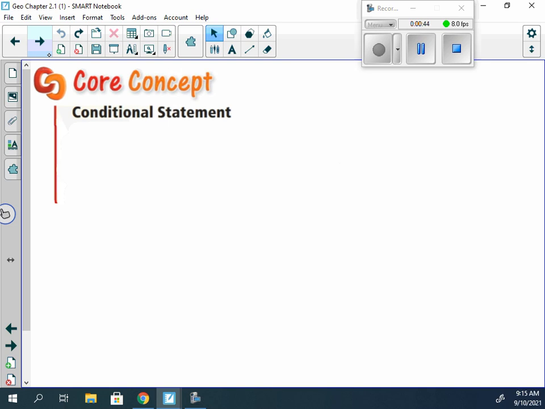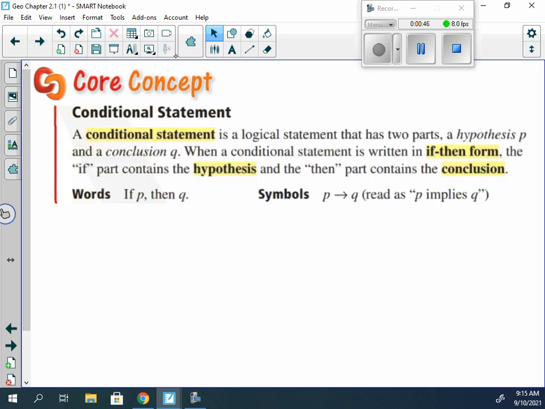Now, the first thing we're looking at is conditional statements. A conditional statement is a logical statement that has two parts, a hypothesis and a conclusion. When a conditional statement is written in if-then form, the if part contains the hypothesis and the then part contains the conclusion. Really, a conditional statement is what? It is a statement that contains a hypothesis and a conclusion. So a statement that contains a hypothesis and conclusion and is written in if-then form.